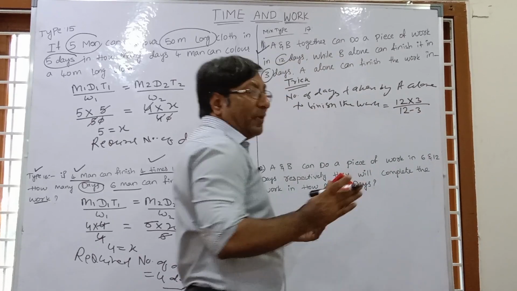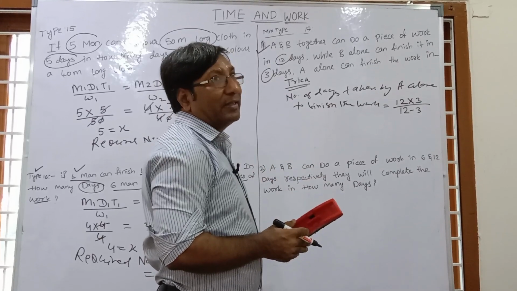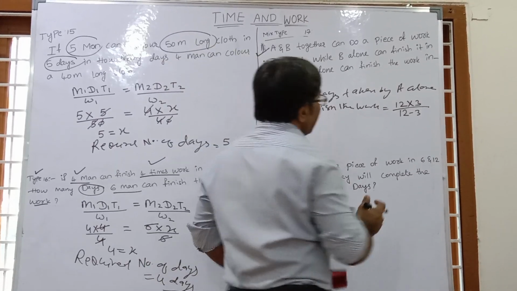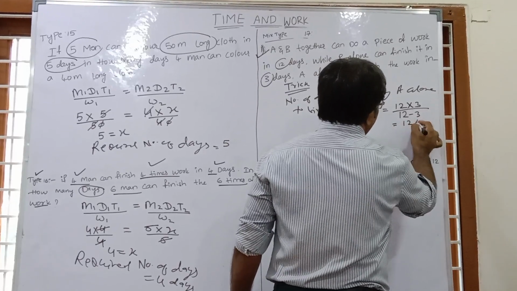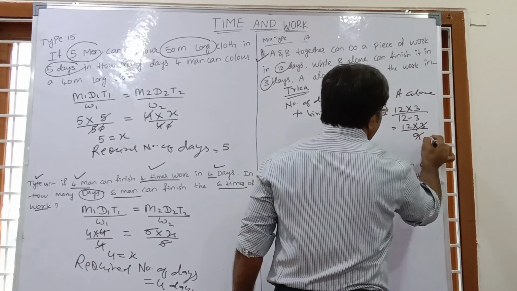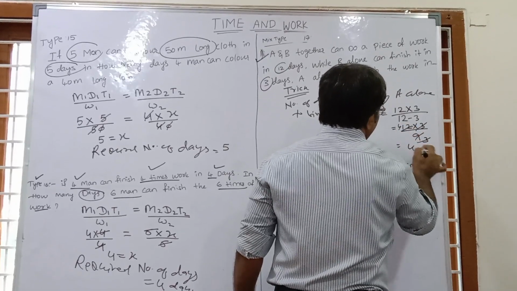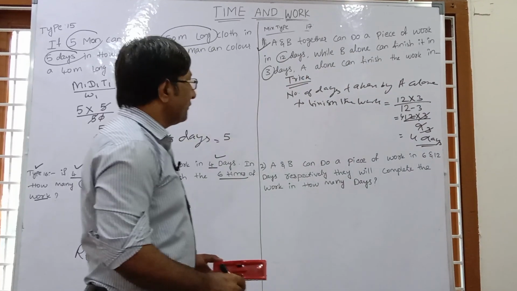So when 2 persons together are given and one alone is given, we can find the second alone. So this is 12 into 3 and 12 minus 3. So this is 12 into 3 divided by 9. So 3 3s are 9, 3 4s are 12. So our correct answer is what? 4 days is the right answer.